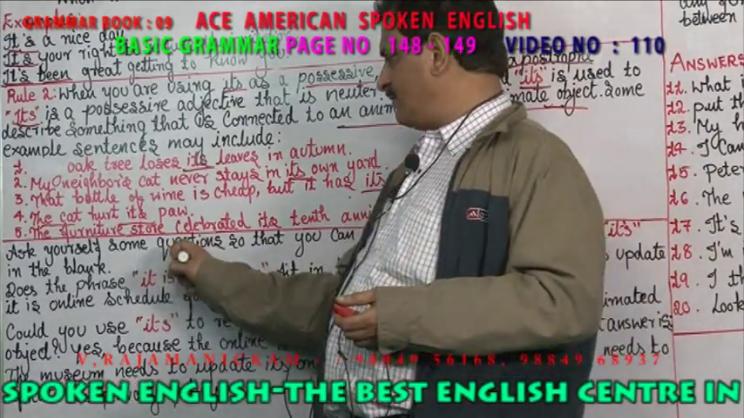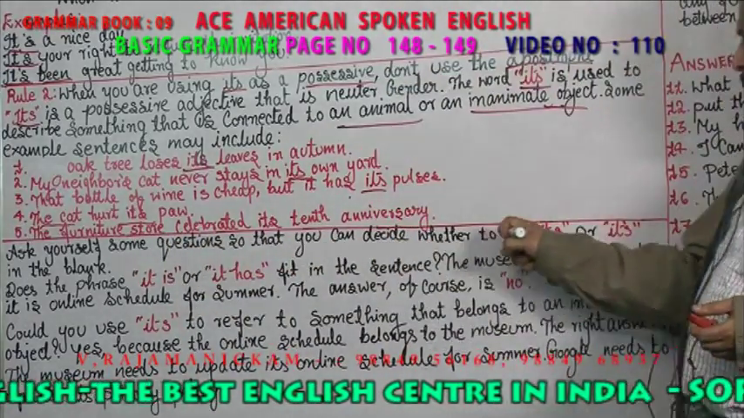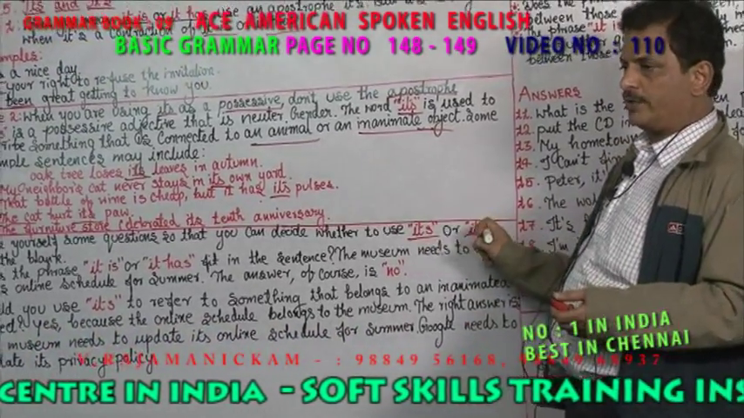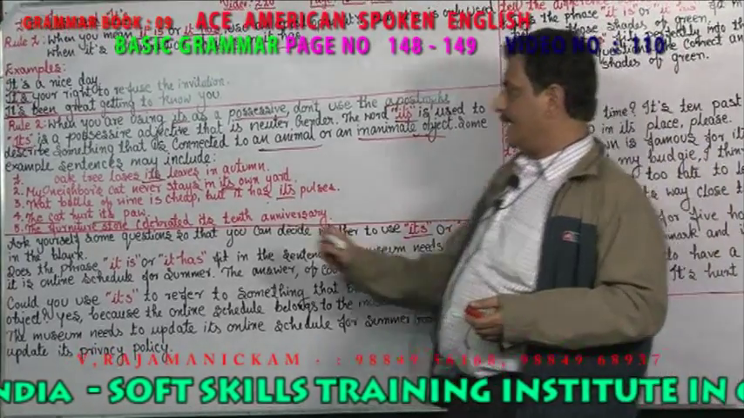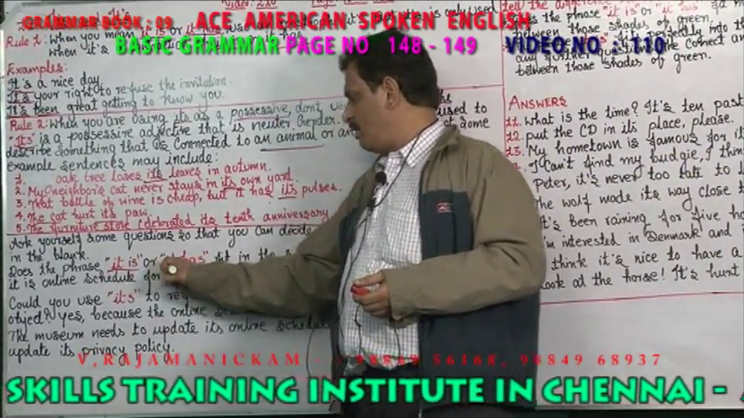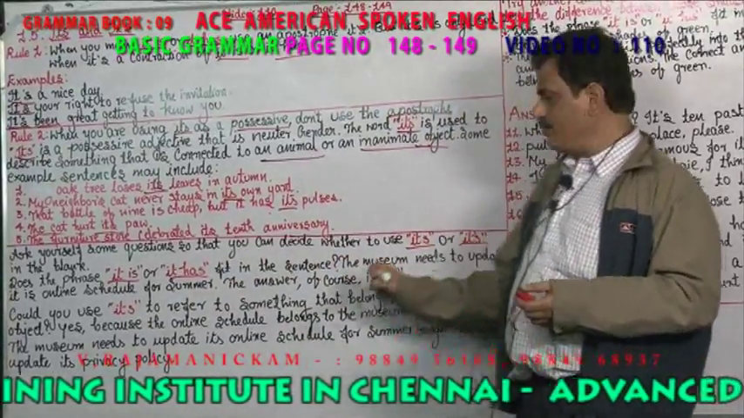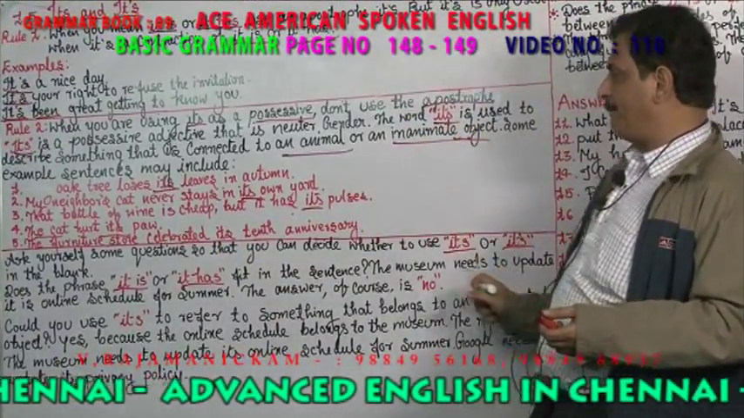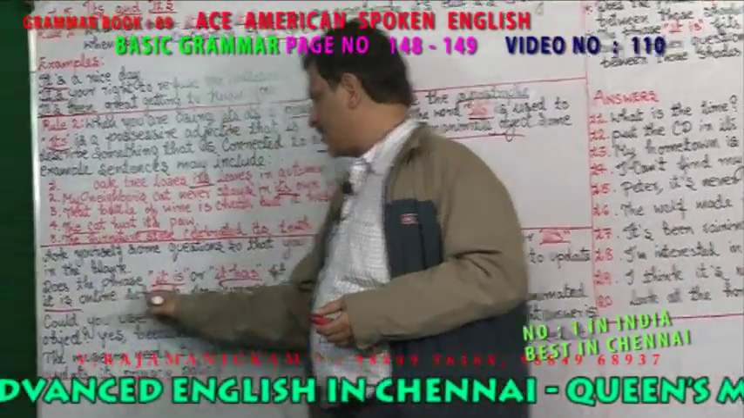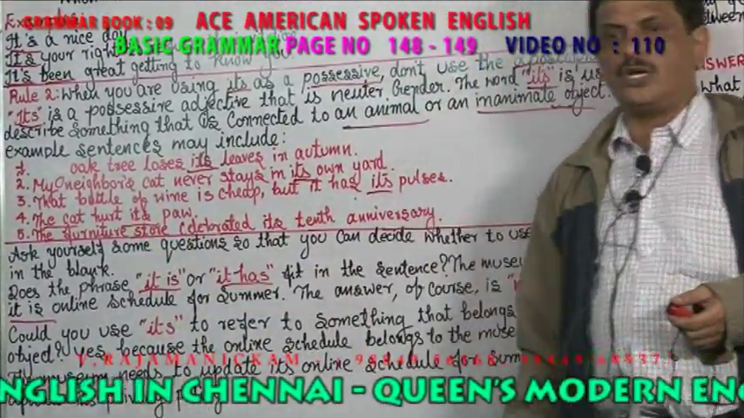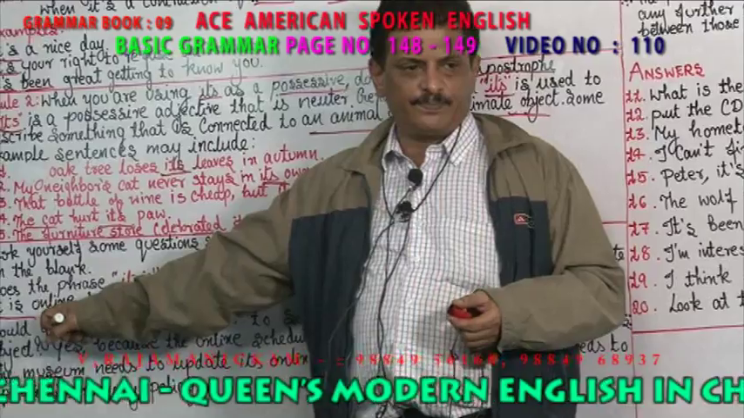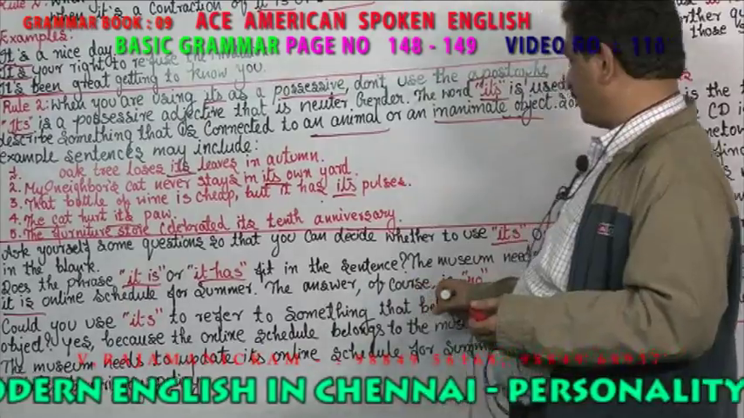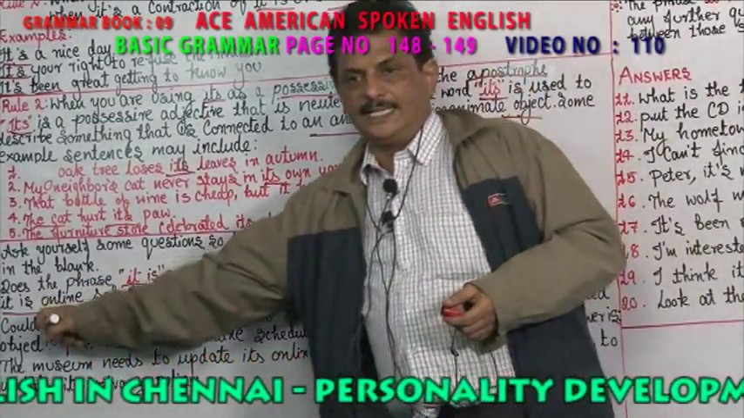Now ask yourself some questions so that you can decide whether to use its or it apostrophe s. So what do you use, its without apostrophe or it's with apostrophe? In the blank, does the phrase it is or it has fit in the sentence? The museum needs to update it is online schedule for summer. It is online schedule or its online schedule? It is or its. So the answer of course is no. This answer is wrong.